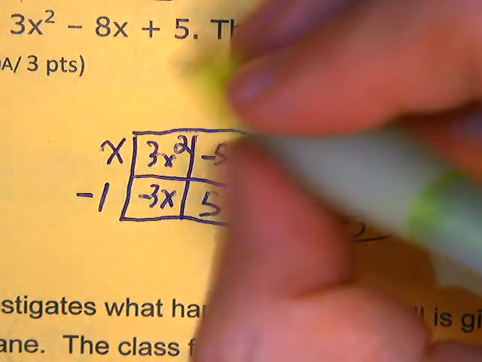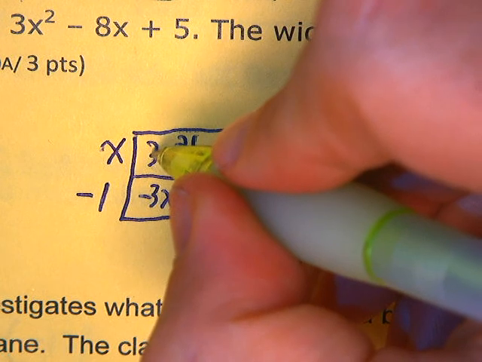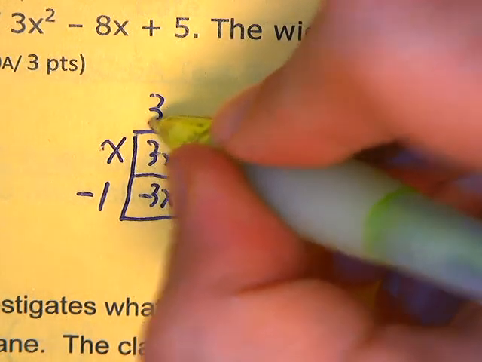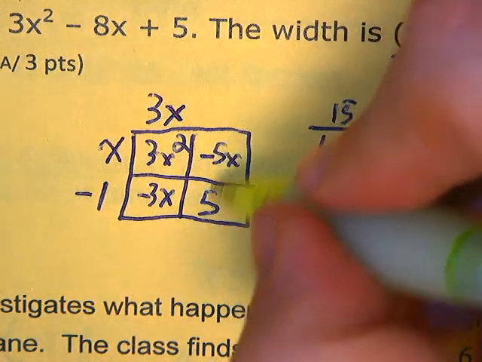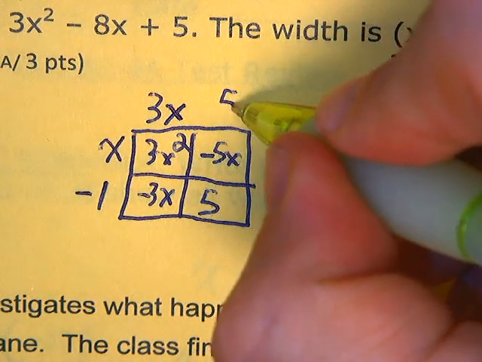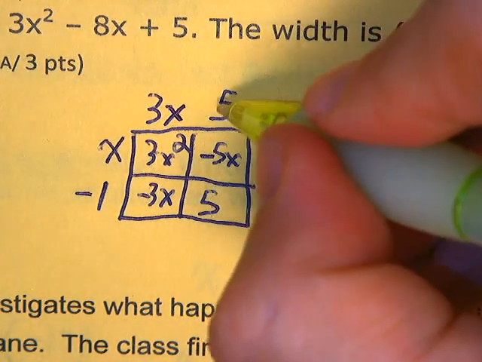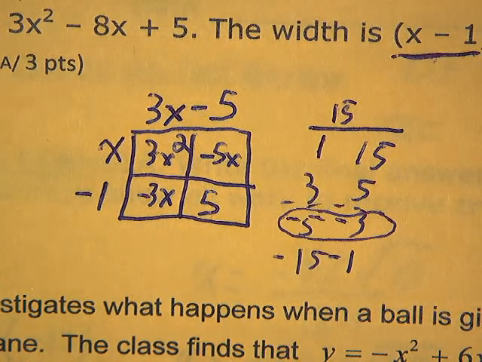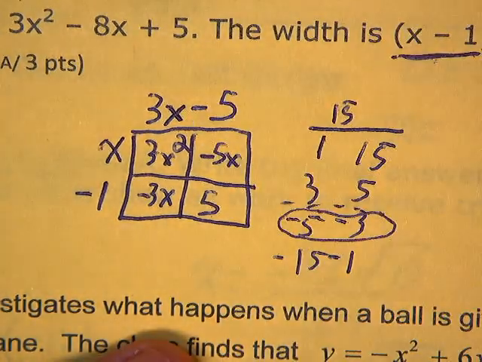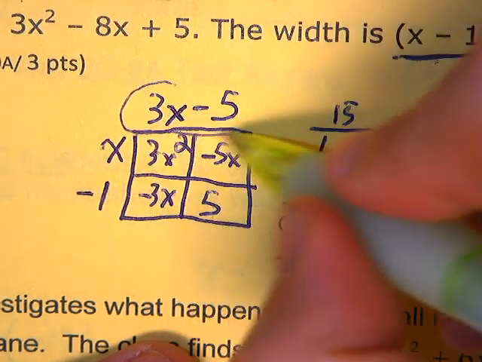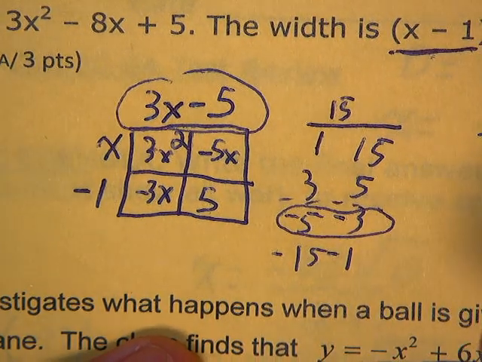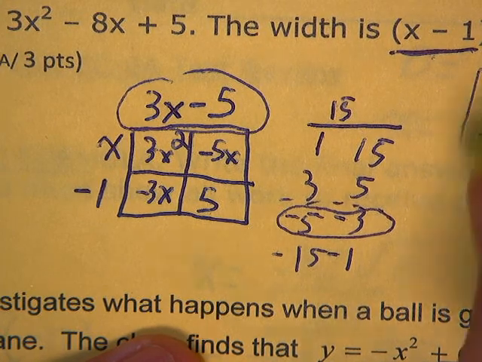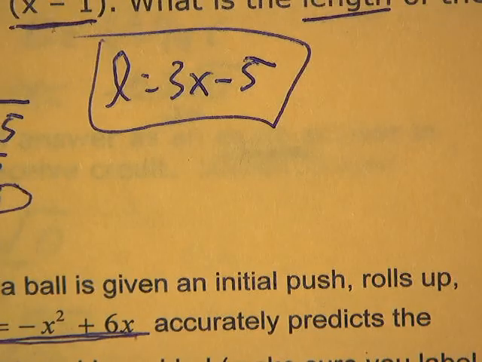Now, I want this top side. Greatest common factor between 3 and 3 is 3. X squared and x is x. Now, the greatest common factor on my last column is a 5. And this is negative, so the outside becomes negative. And then that gives me that my other side had to be 3x minus 5. So the length is 3x minus 5. And there you go.